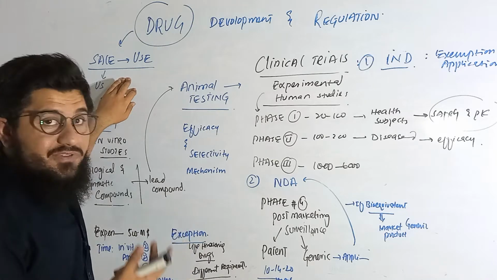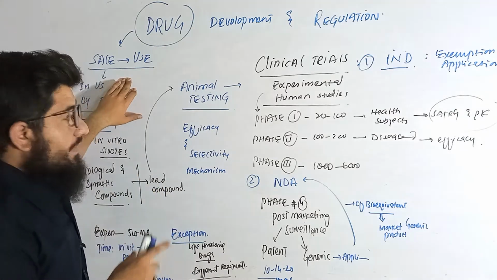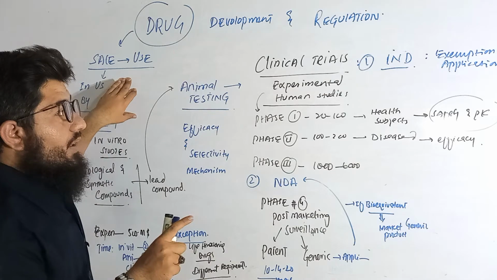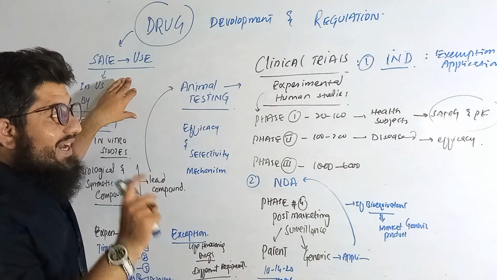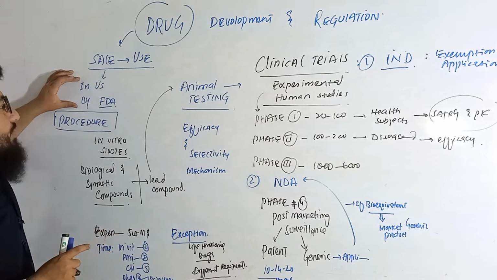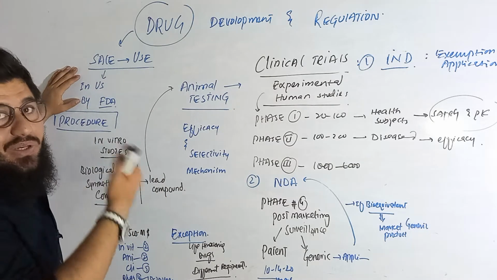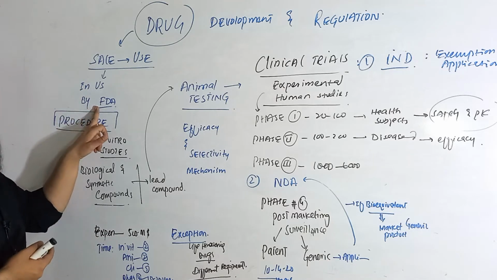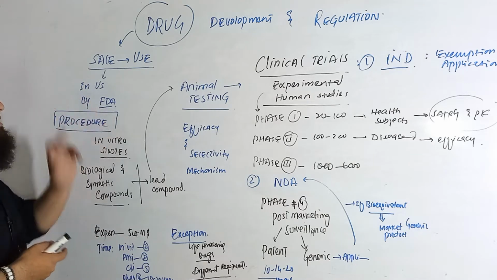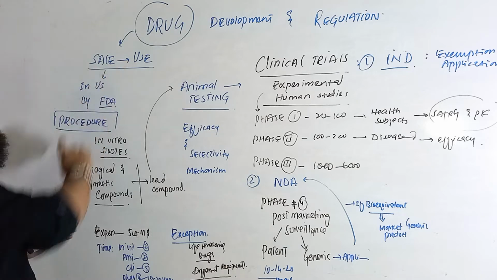The books that I have taken this lecture from, not one book but actually books. One of the books is Katzung. In that, I got this important point regarding the US. Regarding the US, there is an agency known as FDA, Food and Drug Authority, that is responsible to regulate the sale and the use of the drug.